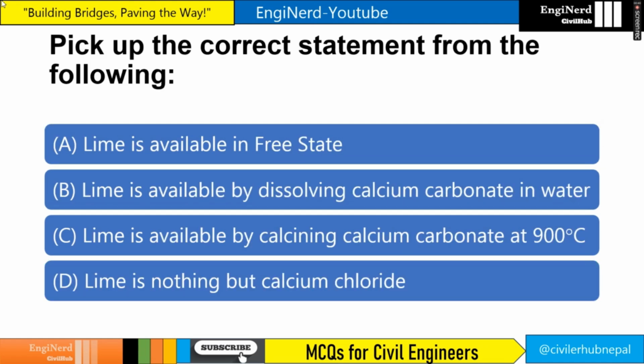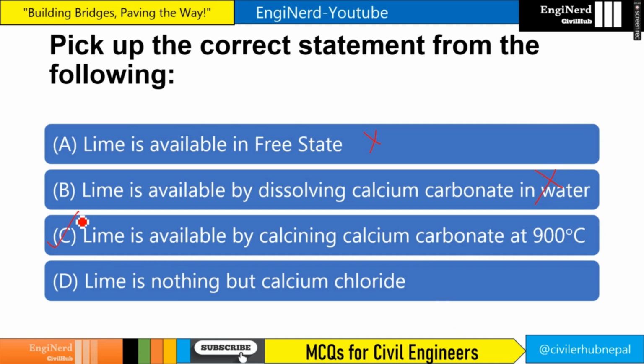Pick up the correct statement from the following. Lime is available in free state. So this is wrong, right? So lime is not available in free state. It is available in the form of limestone or so. And option number B, lime is available by dissolving calcium carbonate in water. No, it is available by calcination, right? So here C is right.